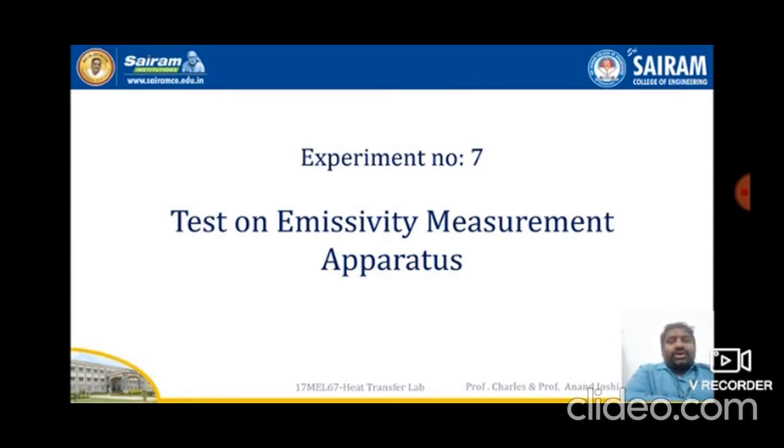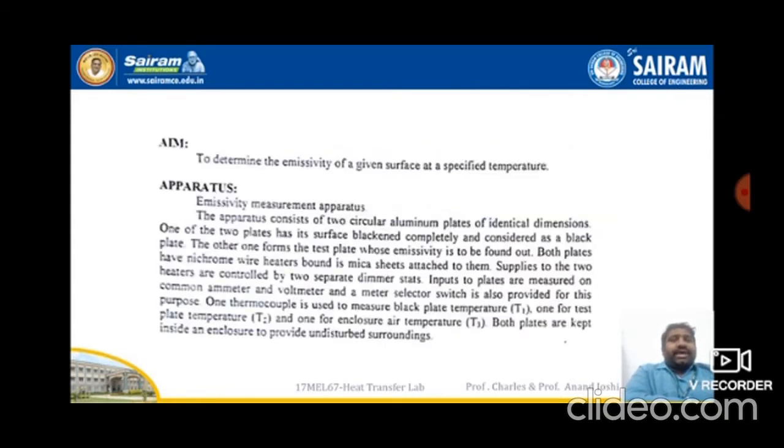Understood? Well, what is the aim of the experiment? To determine the emissivity of the given surface at a specified temperature. Students, the experiment is very clear. We are given one test surface, and for that surface we are going to find out the emissivity at the specified temperature.